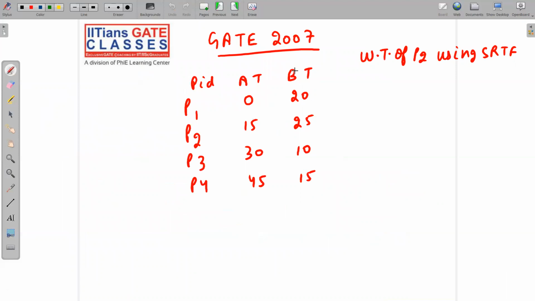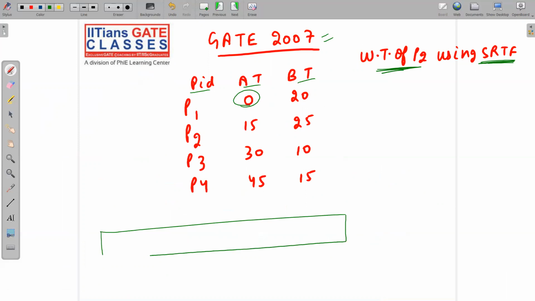So this is a GATE 2007 question. They are asking the waiting time of P2 using SRTF. I think you can easily solve it, but let me solve it for you. Process ID, arrival time and burst time are given. At time 0, there is only one choice, that was P1. So let me draw the Gantt chart first. When there is no choice, I have to start from P1 only.